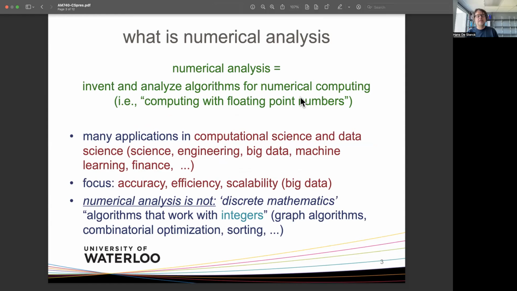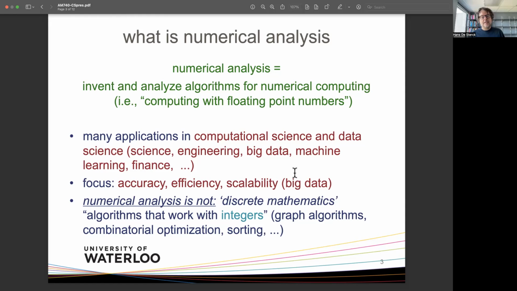So what is numerical analysis? Numerical analysis is the area of mathematics and computer science that focuses on inventing and analyzing algorithms for numerical computing, so computing with floating point numbers. There are many applications in computational science and data science: science, engineering, big data, machine learning, finance, and so on. The focus is to invent and analyze methods that are accurate, efficient, and scalable, so that you can apply them to large amounts of data.